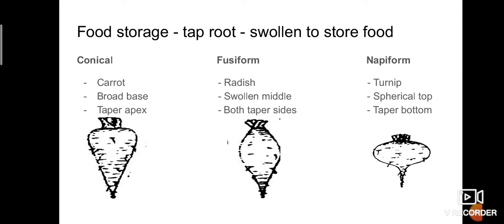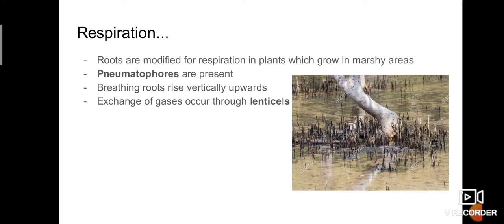So these are the three different types of taproots. One is conical, fusiform and napiform. What do all three perform? They store the food. Where do they store it? In their swollen part. Okay. So carrot comes under conical, radish comes under fusiform, and turnip comes under napiform structure. Okay, so roots are also modified into these three shapes and they perform what function? Food storage.